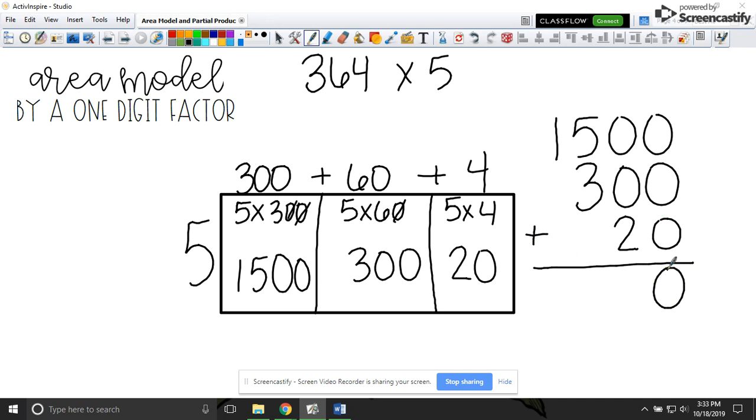In our ones place, we have 0. In our tens place, we have 2. In our hundreds place, we have 8. And in our thousands place, we have 1. This is our final product.